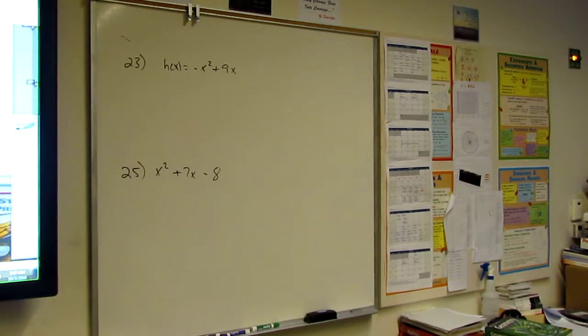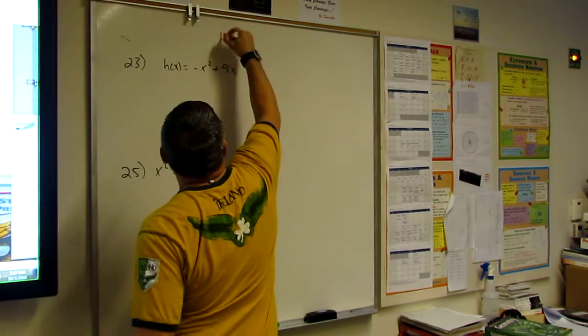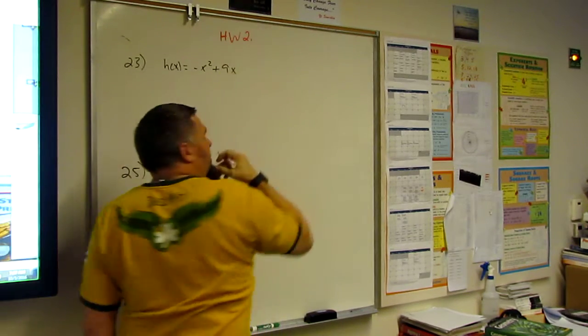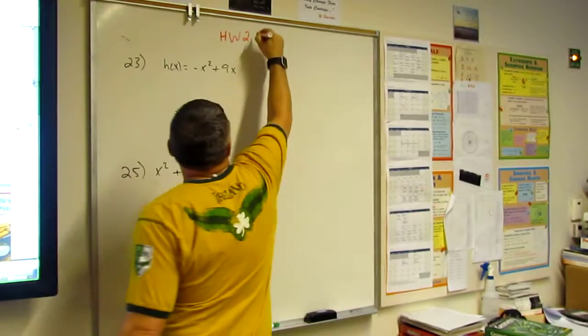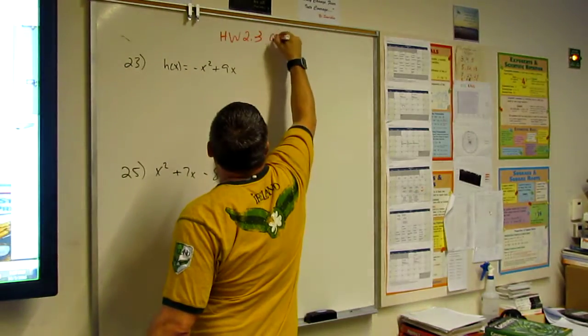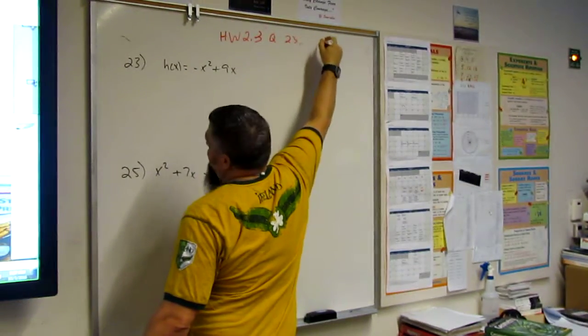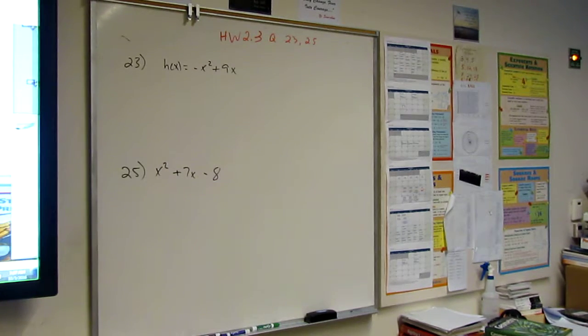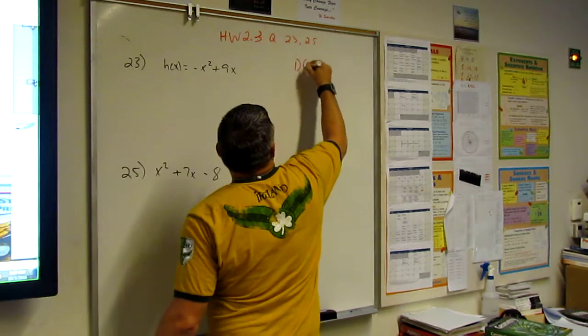All right, so again, this is homework 2.3. And then questions 23 and 25. Pretty simple here. We're finding the zeros by factoring. What's the first step to factoring?